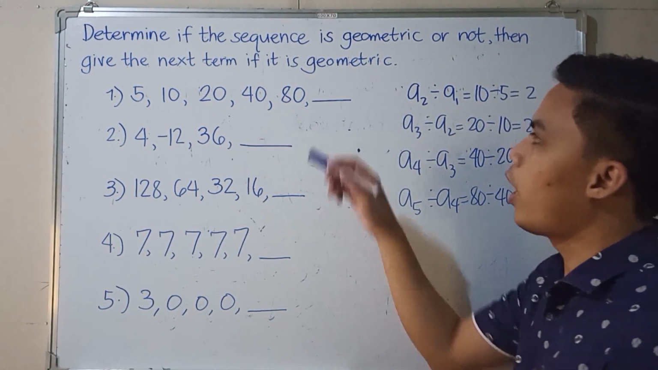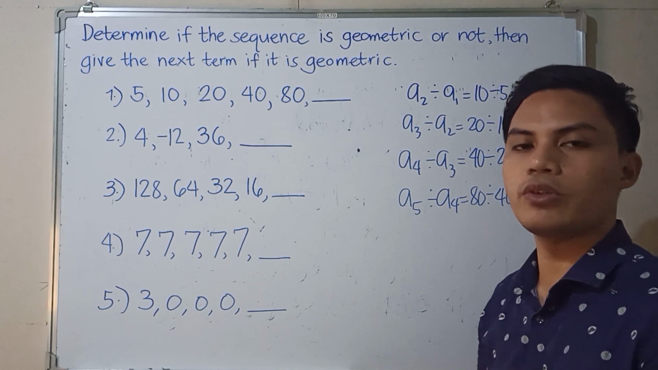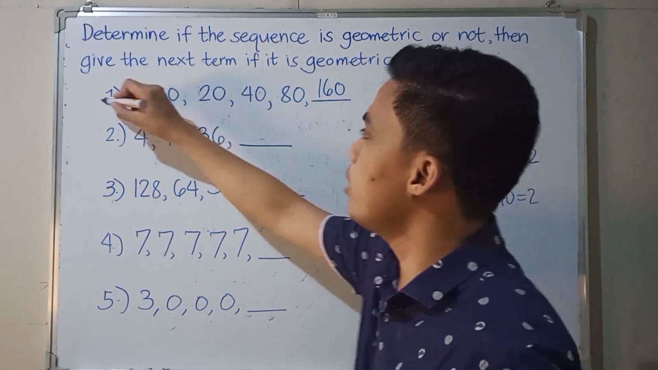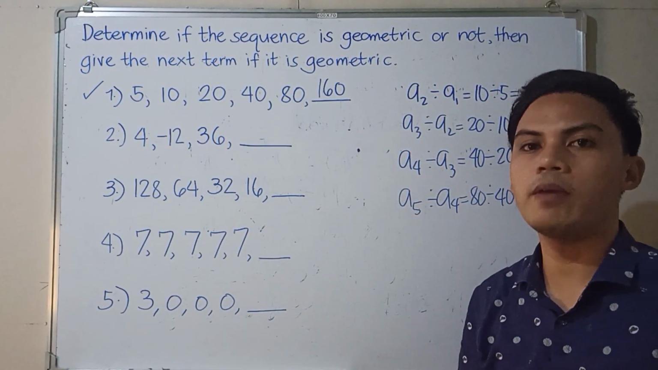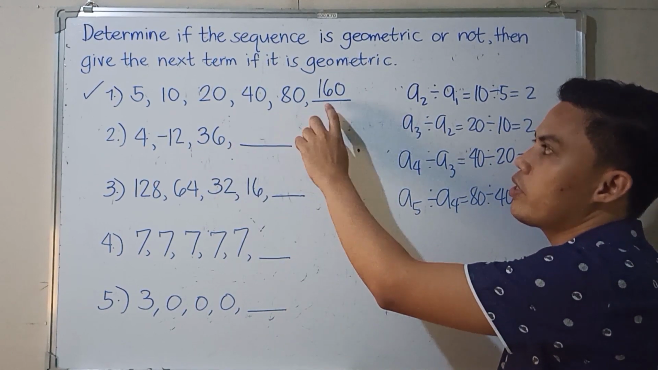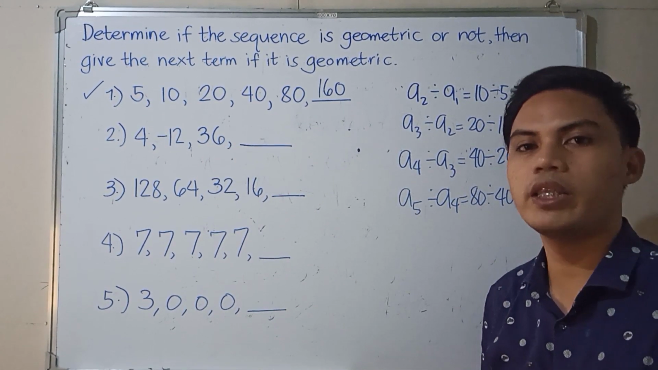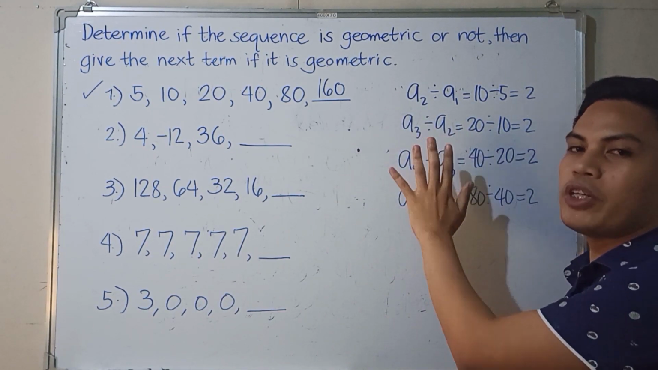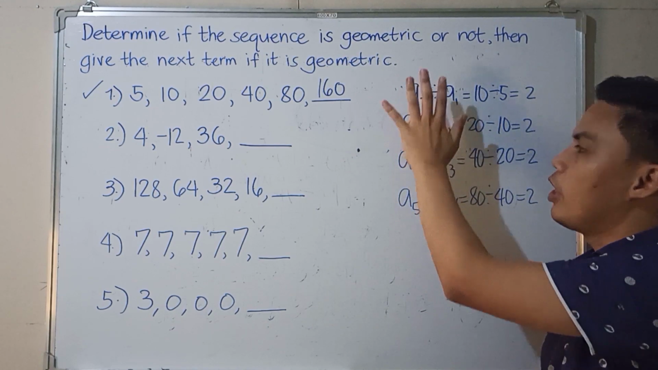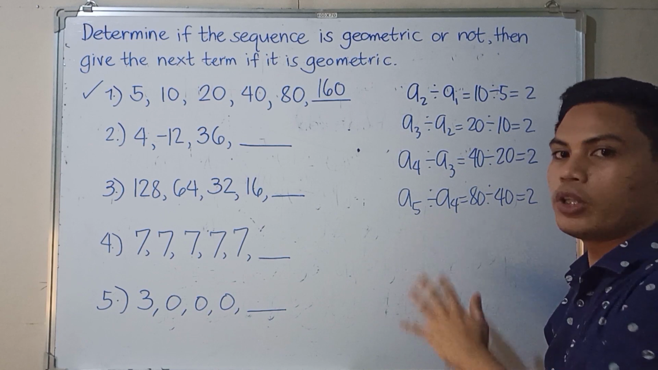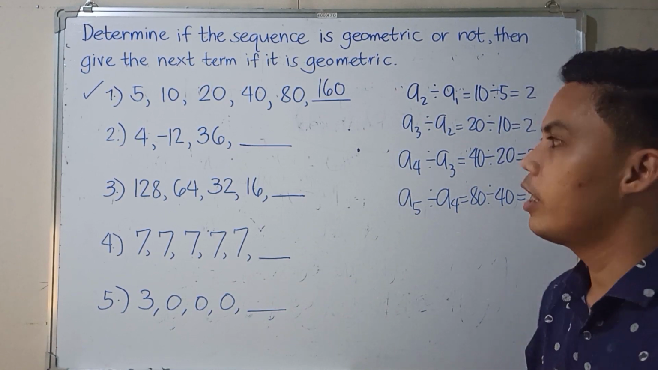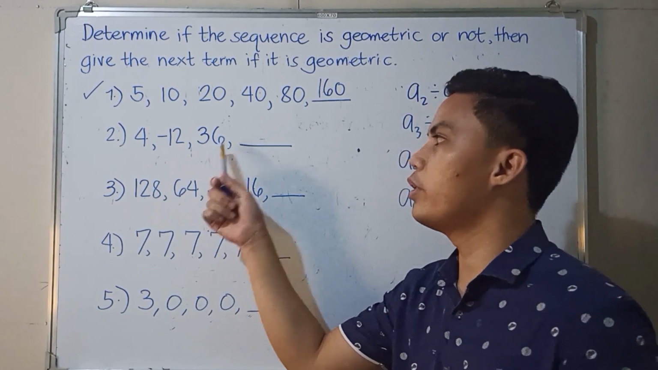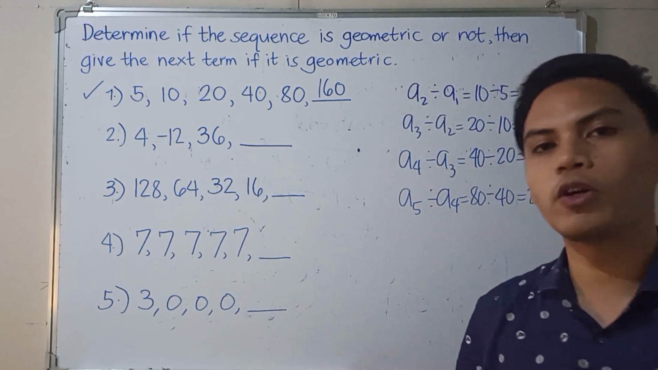Okay? So, how about 80 times 2? What is the answer? 80 times 2 is equal to 160. Okay, so this is a geometric sequence. At the same time, the next term of this geometric sequence is equal to 160. Okay. Now, pag bihasa na kayo sa pagkuha ng common ratio, there's no need na isolve or isulat ang lahat ng solution. Pwede nyo siyang masolve mentally. Okay? Let's try number 2. 4, negative 12, and 36, then blank. Okay, tignan natin kung may common ratio ba.